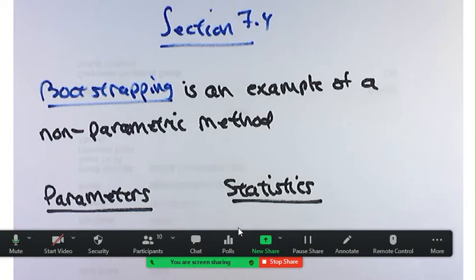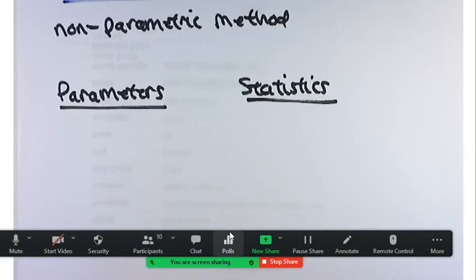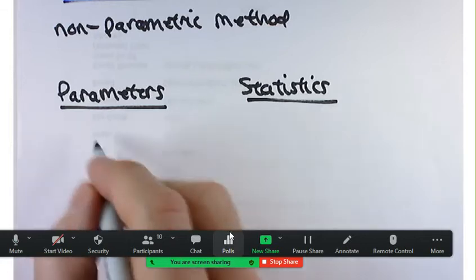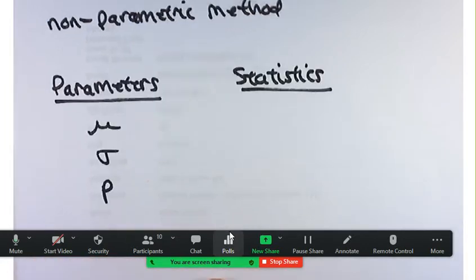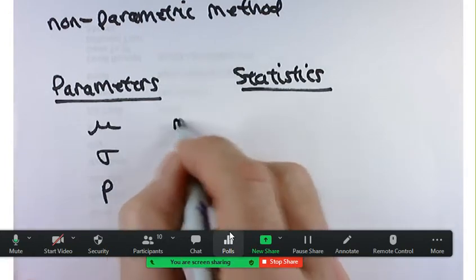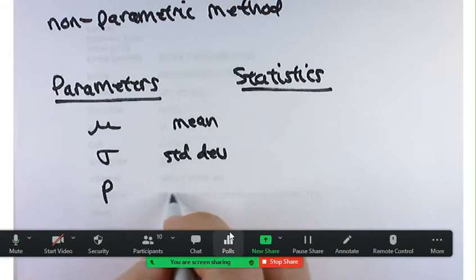So let's remind ourselves about the difference between a parameter and a statistic. So what would some examples of parameters be? Anyone? What would I list under parameters? Perfect. Mu, sigma, and p. Those are our parameters for the mean, standard deviation, and population proportion.